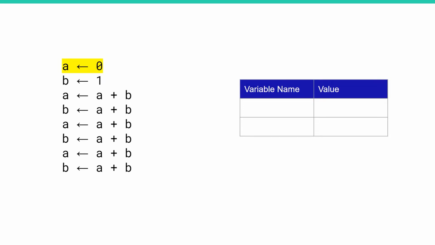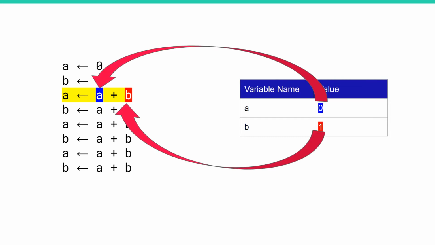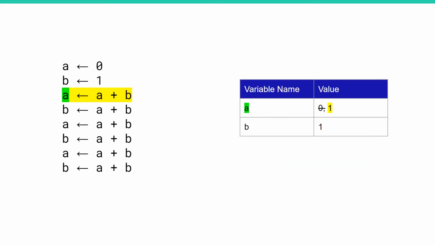In the first line, we assign a 0 to the a variable. We then create a new variable b and assign that the value 1. In the third line, we are taking the current value in a and adding it to the value that's in b, and then assigning the result to a. We look in a, which is 0, we look in b, which is 1, add them together, and we assign it back into the a variable.